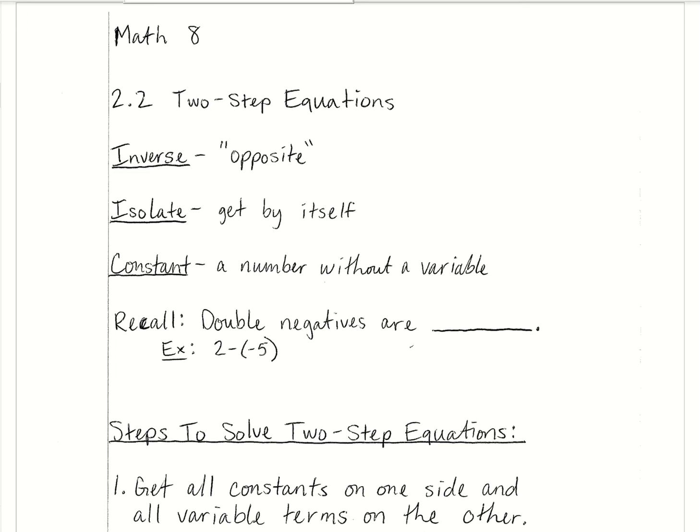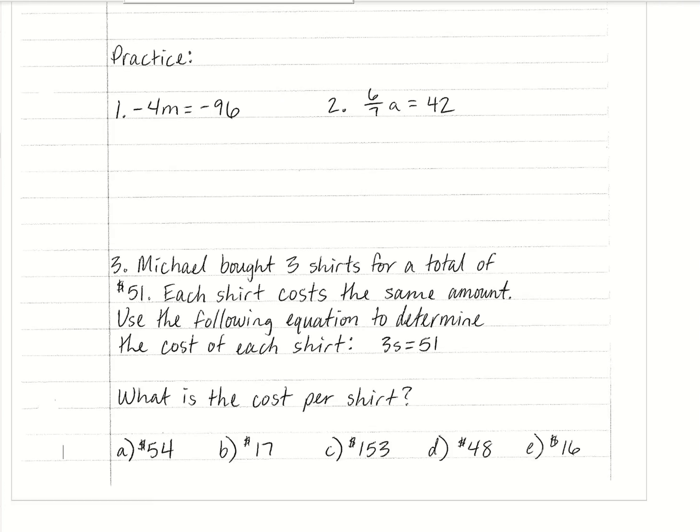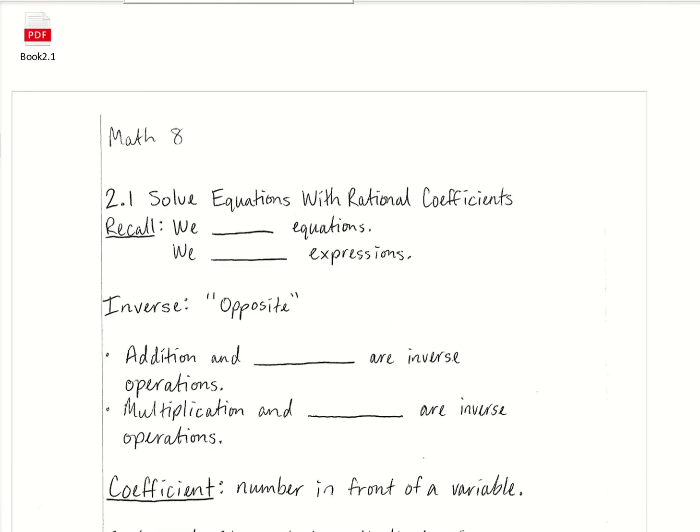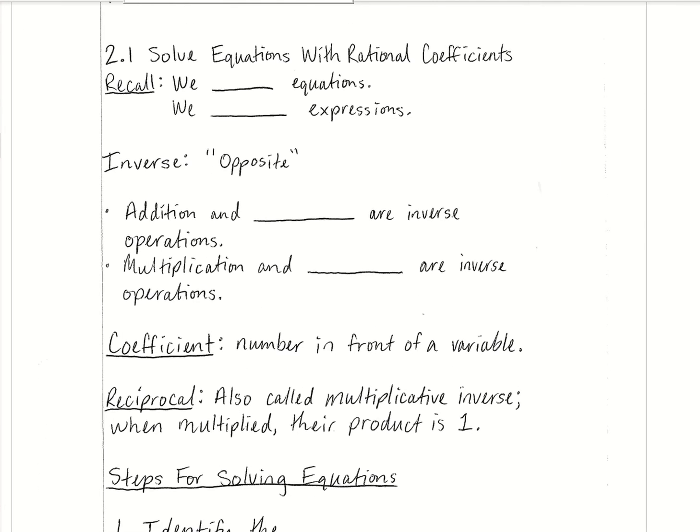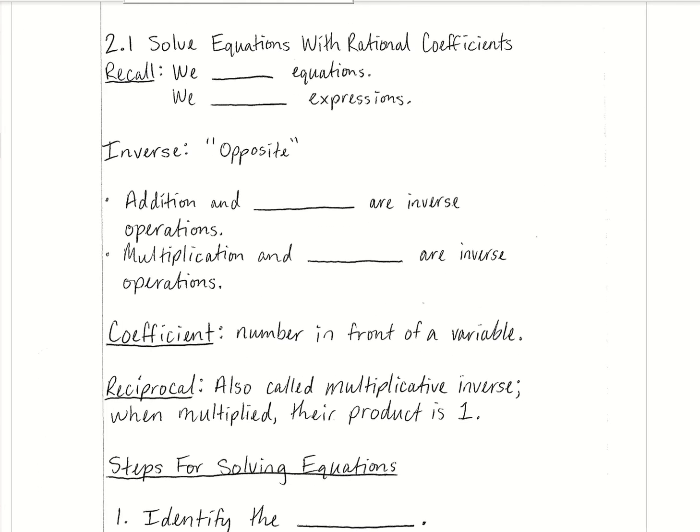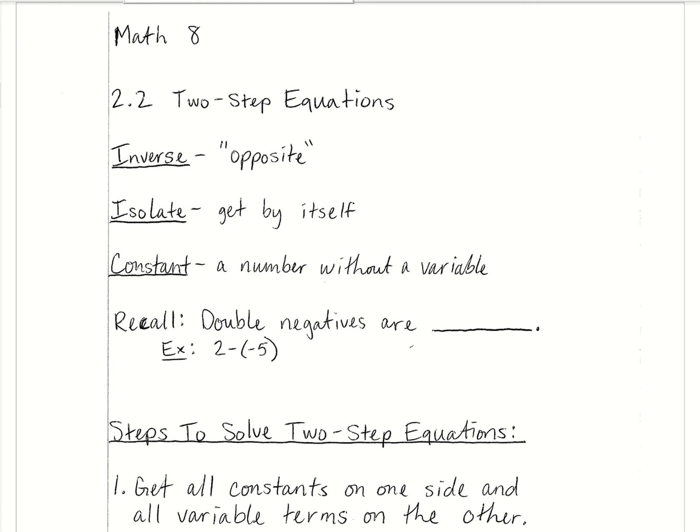So today we're doing two-step equations. This is section 2.2. This is coming right off the back of 2.1, where we did just one-step equations. That was this: solving equations with rational coefficients. So this is 2.2. Now we have two steps. It's the same thing. We're just throwing in an extra step.